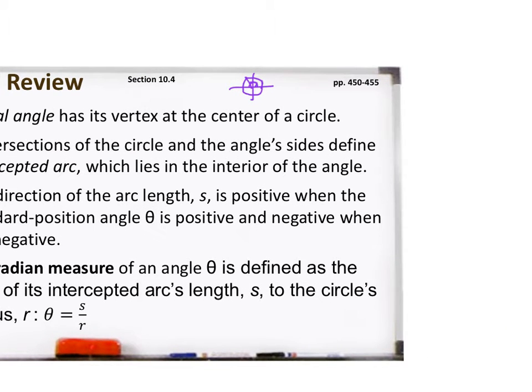If I have a circle, and I have two sides, the initial side and the terminal side, this is all defining a central angle. And then we also have the circle. The intercepted arc is the red portion. It's that portion of the circle that is being cut out by my two sides. That is our arc.